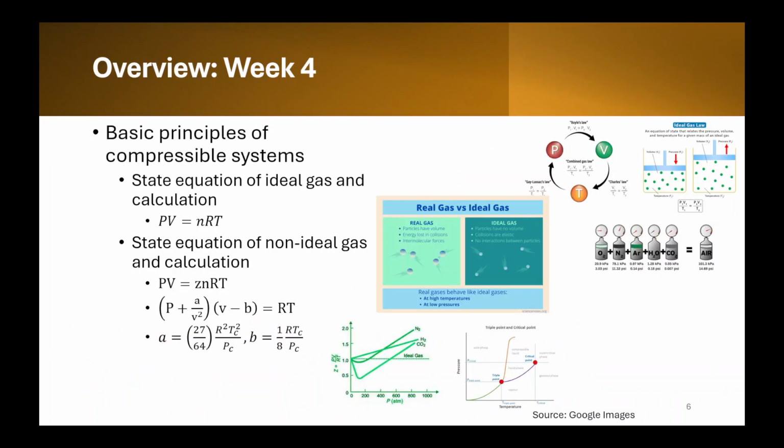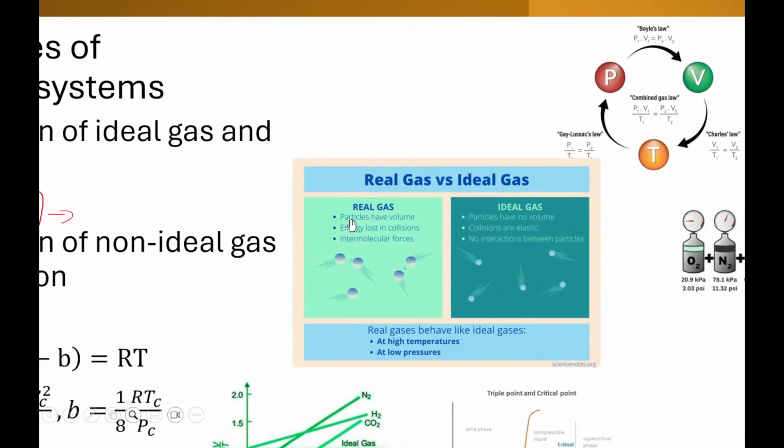Next, we looked at in week 4 the basic principles of compressible systems. In that, we started with the state equation of ideal gas in calculation. So, the ideal gas equation is shown here. This describes the behavior of ideal gases. Now, what are ideal gases? An ideal gas is basically one where the constituent particles have no volume. They are basically point particles. Then the collisions are elastic, so there is no energy loss when the collisions occur. And the interactions between the particles are minimal, or there is no interaction as such.